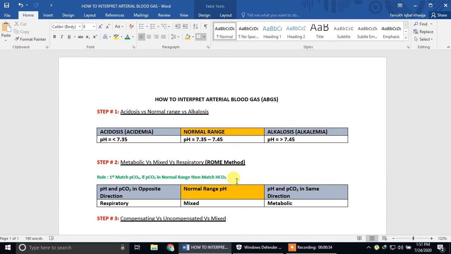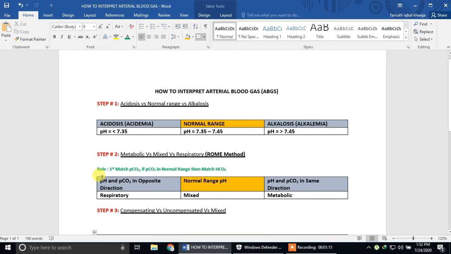Now in this method, I think you already know the first two steps. In the first step we have to differentiate between acidosis, alkalosis and normal ranges. It is simple, everyone knows it: if the pH is less than 7.35 it is acidosis, acidemia, and if it is greater than 7.45 it is alkalosis, alkalemia. And if it is from 7.35 to 7.45 it is the normal range. So in the first step you have differentiated whether the ABG is showing acidosis, alkalosis or normal.